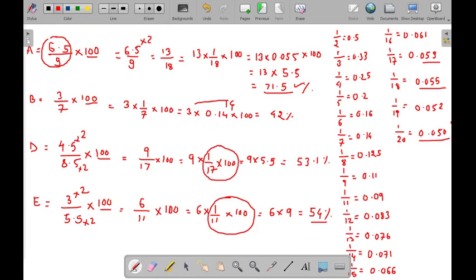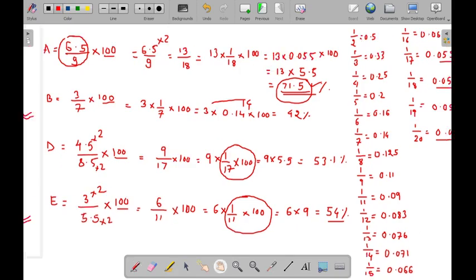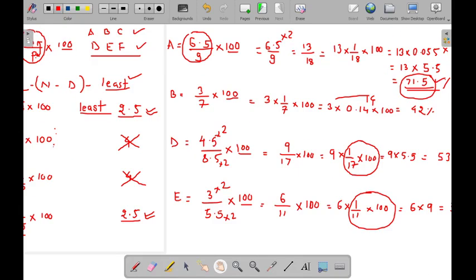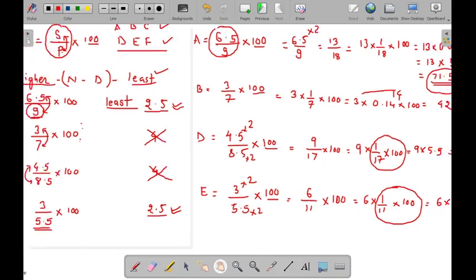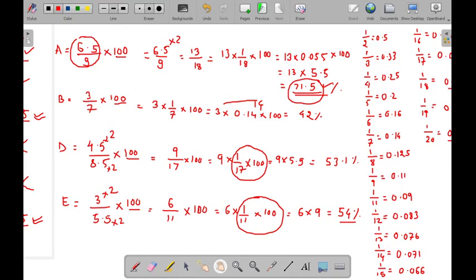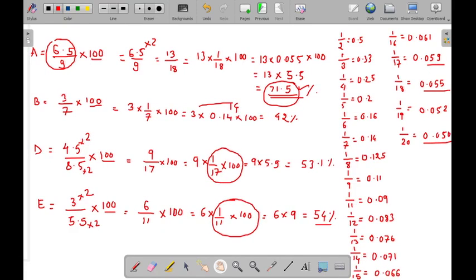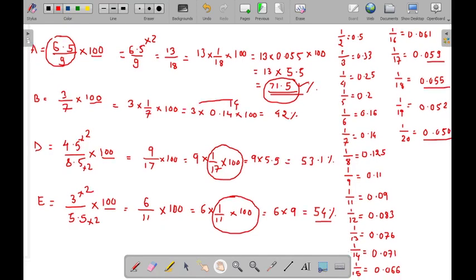So we see that the highest value is company A, which is 71.5%, and by other methods also we have found that company A is the highest value. Please write down these fraction to percentage values, which will actually be used for all the data interpretation problems. I'll give you 5 minutes.